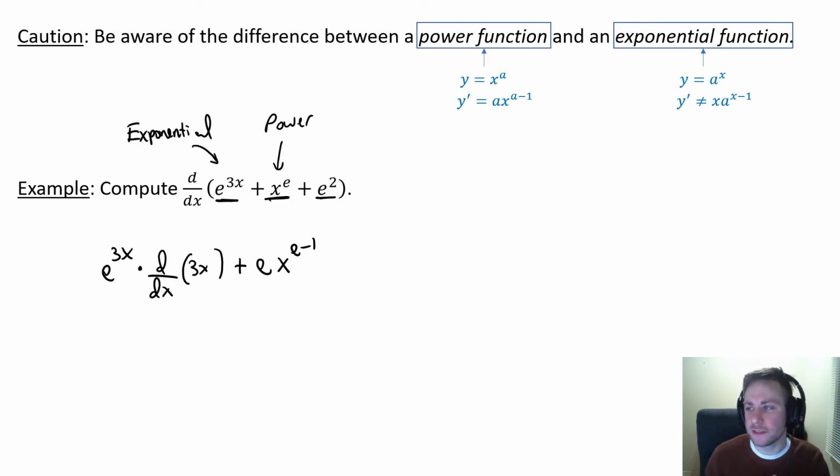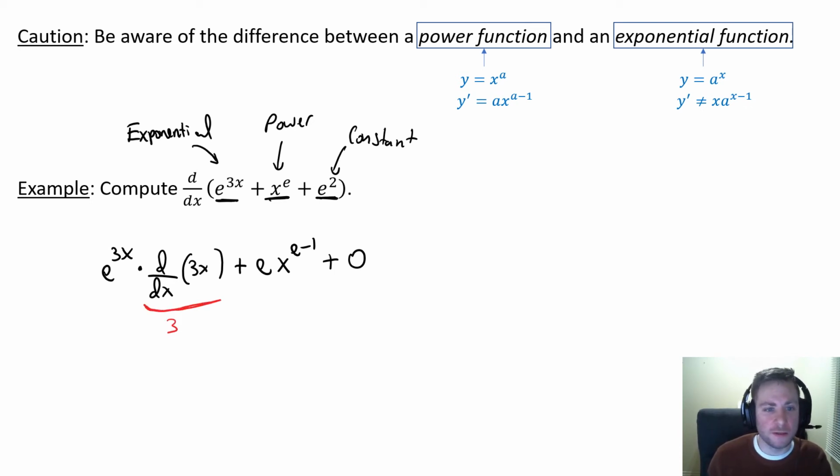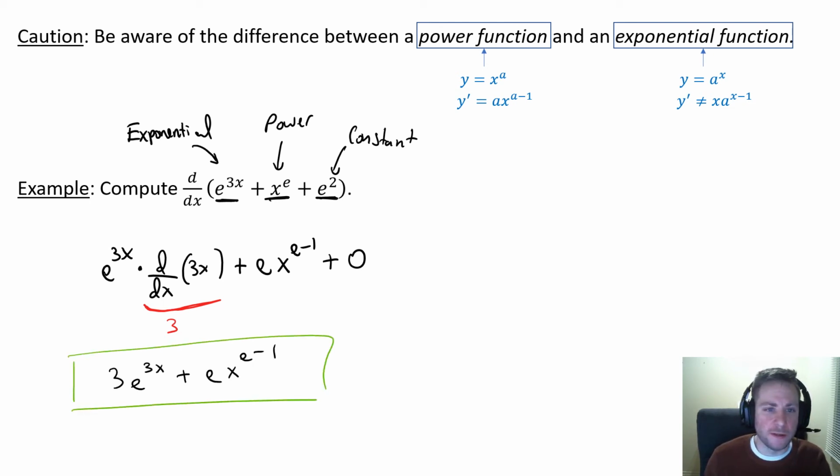Now what about this last term? Is this an exponential function or a power function? Well, actually it's neither, because this is a constant raised to a constant, which on the whole is just a constant. We know that the derivative of any constant is just 0, and so with that, our final step would be to calculate this one remaining derivative, which has a value of 3. So after simplifying, we can present this as our final answer.